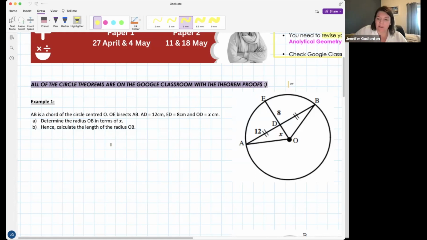So when you see certain things, you need to look for certain things. First, let's have a look here. It's telling us that AB is a chord. That is important. We're going to come back to that just now. We're going to start with something nice and easy. The circle is centered O. Now, whenever we're told we've got a center O, we're going to look for a couple of things.